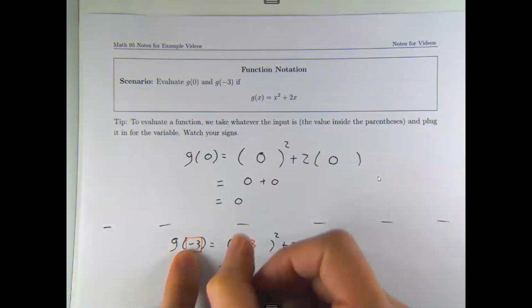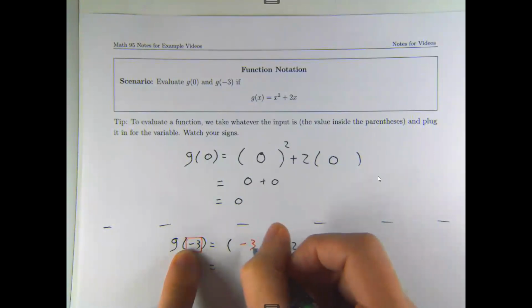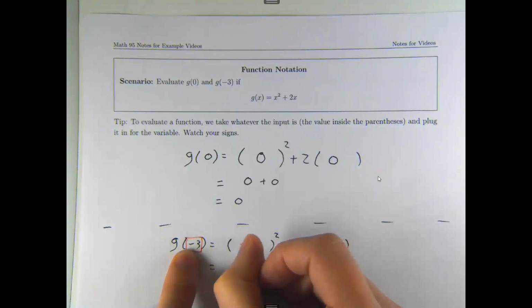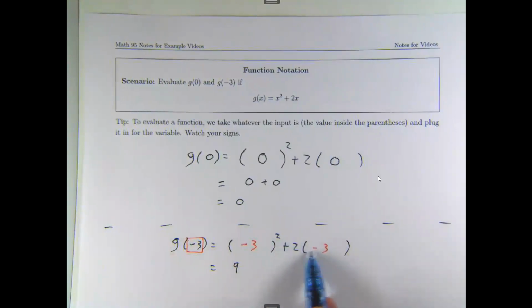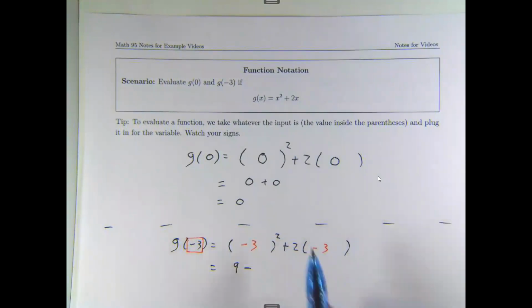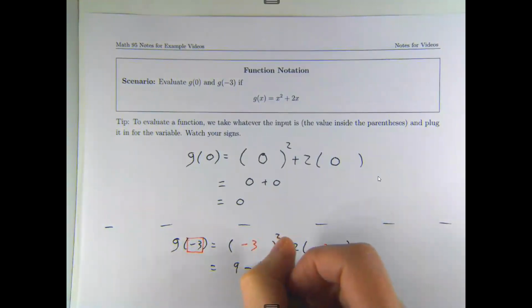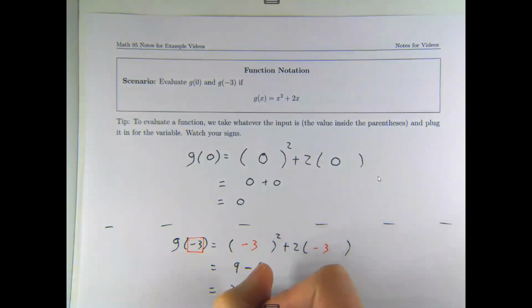They're getting squared. So a negative times a negative will make this a positive. 3 times 3 will give this 9. A positive 2 times a -3 is going to make this a negative, so I'm subtracting. 2 times 3 gives me 6. If I do 9 take away 6, that gives me 3.